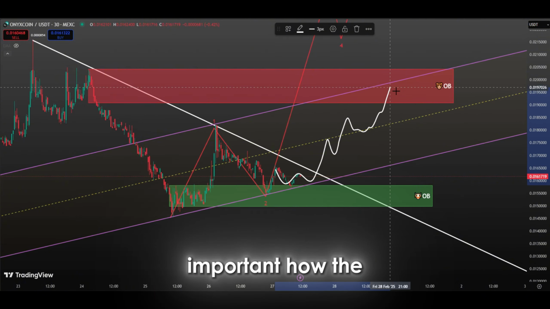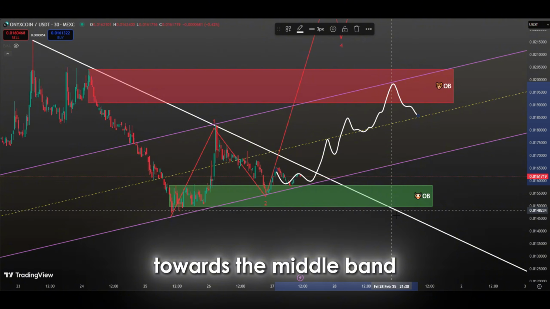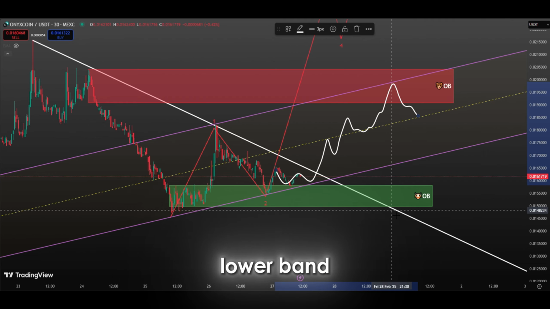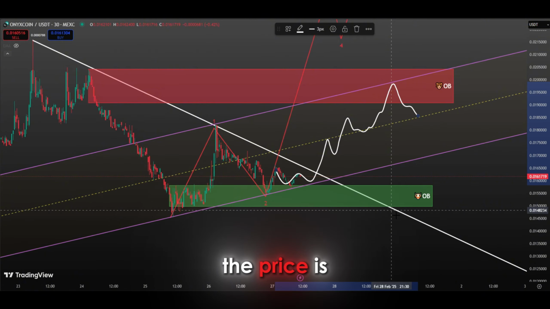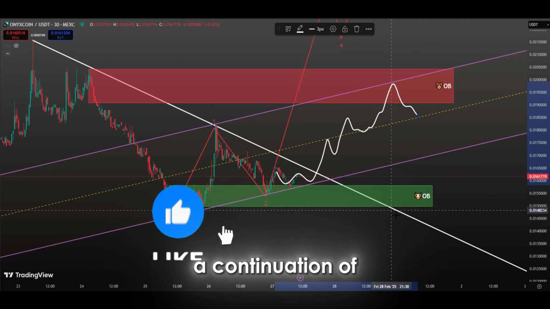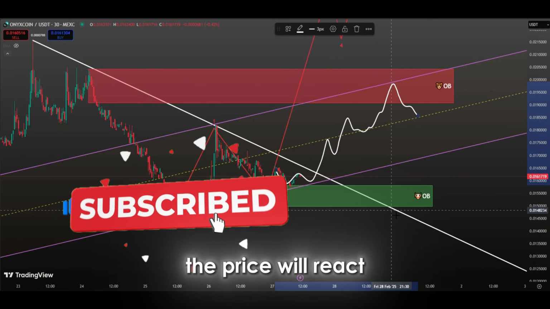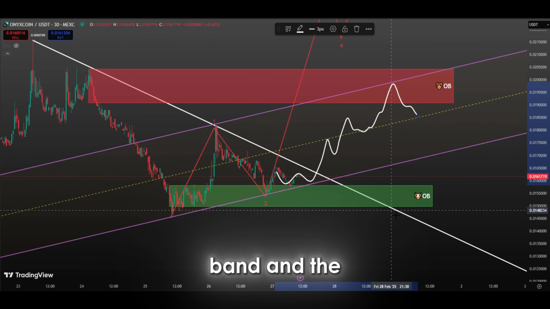First, it is important how the price reacts after touching the lower band. If the lower band works as a strong support and the price holds there, it could start a bullish move towards the middle band and then the upper band of the channel. On the other hand, if the price breaks the lower band, this could indicate a breakdown of the ascending channel. In such a scenario, the price is likely to make a deeper correction. In particular, if the price breaks below the lower band on volume and stays there, it could signal a continuation of the bearish move. Therefore, it is critical to watch how the price will react at the lower band level. If it does not break the lower band, it will go to the middle band and the upper band respectively.